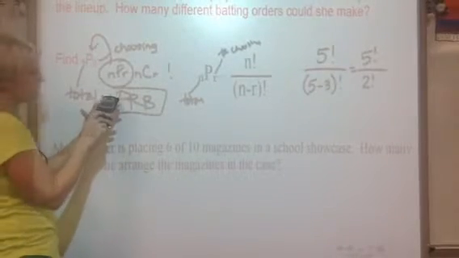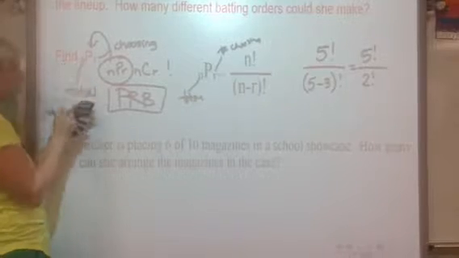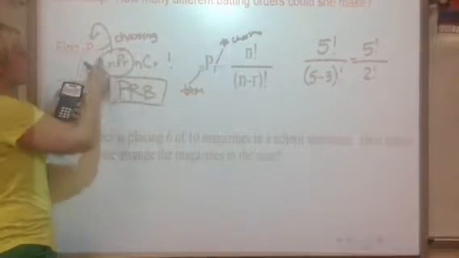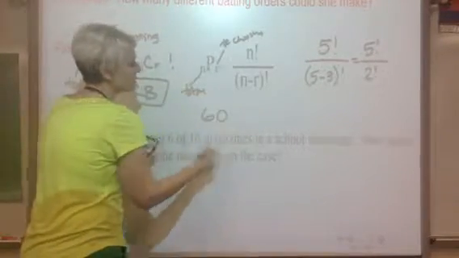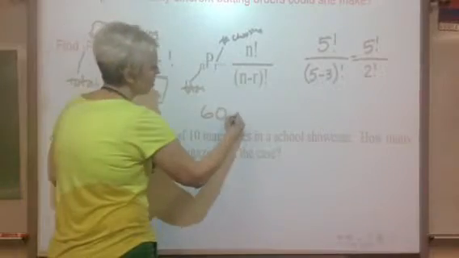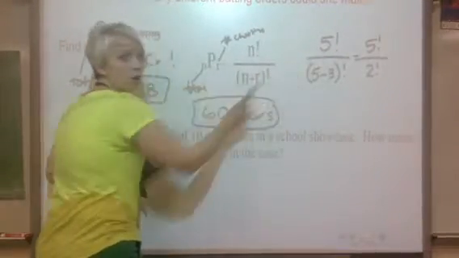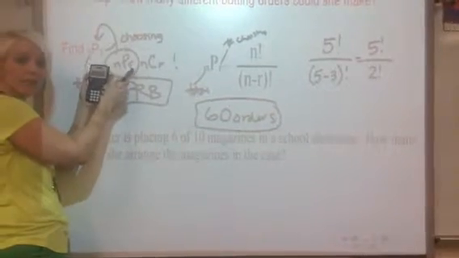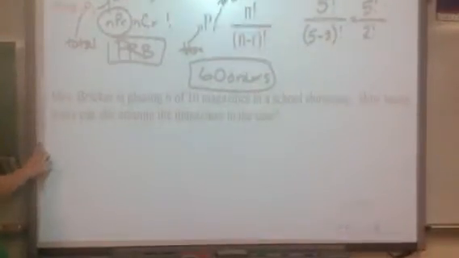So you would type in first your N, the total number that you have, and then you hit PRB, nPr, and then you tell me how many you're choosing, and it'll give you that answer. There are 60 orders that this coach could do. Now you can do it the long way, or you can do it the short way with the PRB key and the permutation key. It's up to you. Let's do one more example, and then you can try one in your notes.